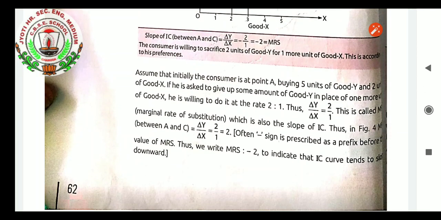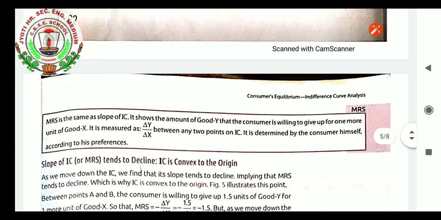Assume that initially the consumer is at point A buying 5 units of goods Y and 2 units of goods X. If he is asked to give up some amount of goods Y in place of 1 more of goods X, he is willing to do it at the rate of 2:1. Thus change in Y upon change in X equals 2 by 1. This is called marginal rate of substitution, which is also the slope of IC. Thus in figure number 4, the marginal rate of substitution between A and C, that is change in Y upon change in X, equals 2 by 1, equals 2. I think the meaning of marginal rate of substitution is clear.